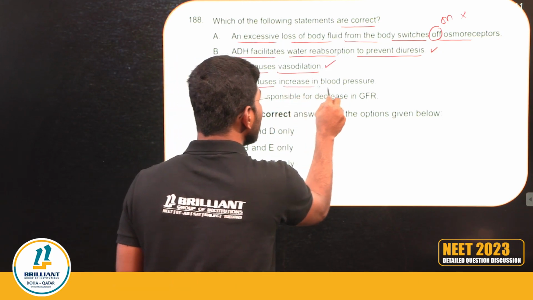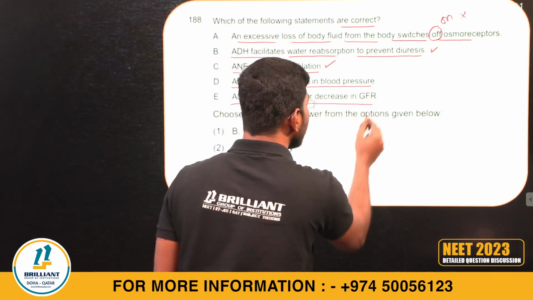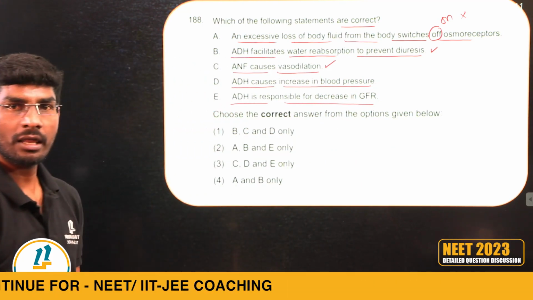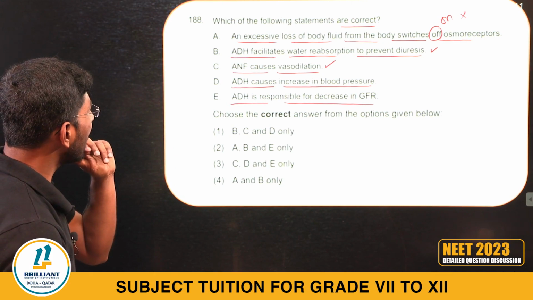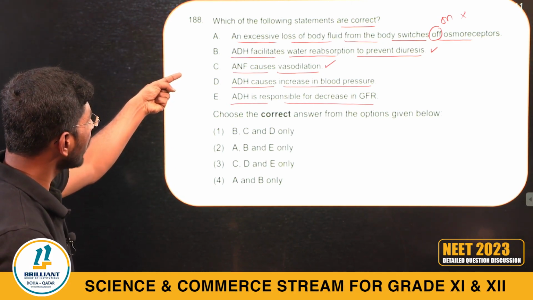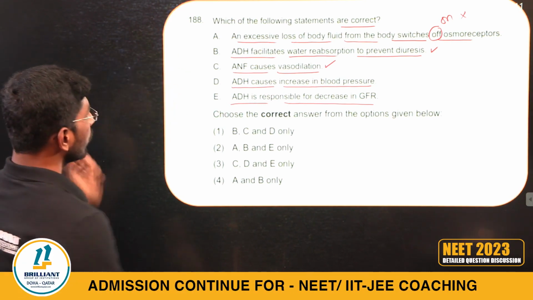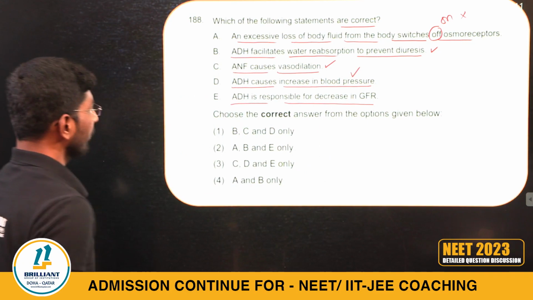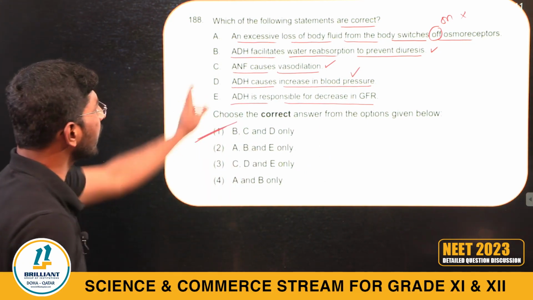ADH causes an increase in blood pressure. ADH is responsible for the decrease in GFR, is given. Now, the right answer I can go with: B is correct, C is correct, and D is also correct, increase in blood pressure. So the most probable answer will be that B, C, D are correct.